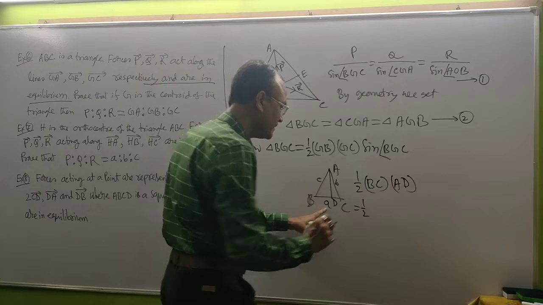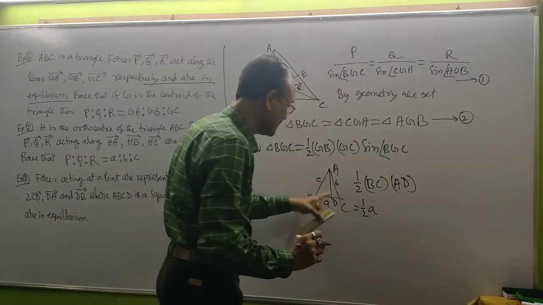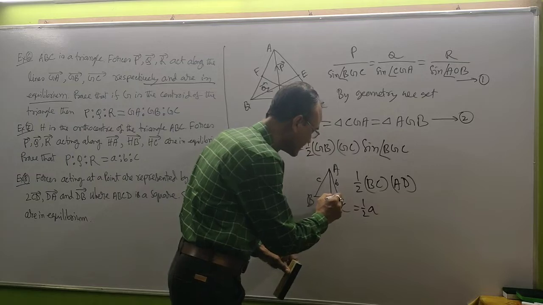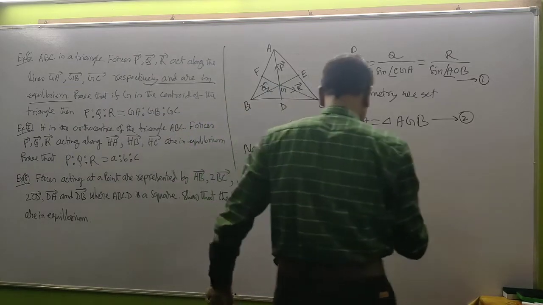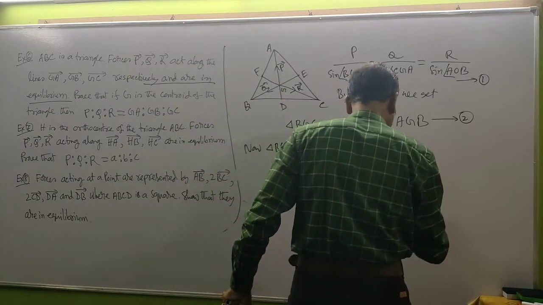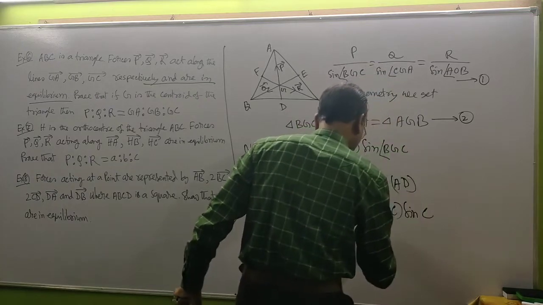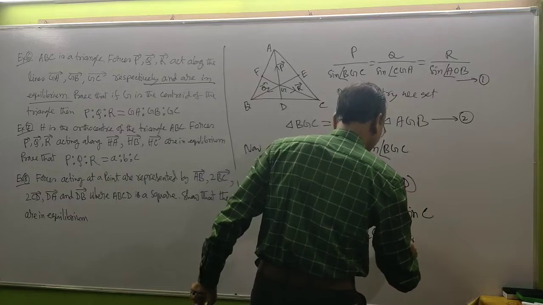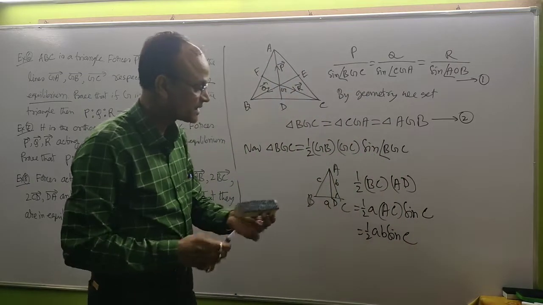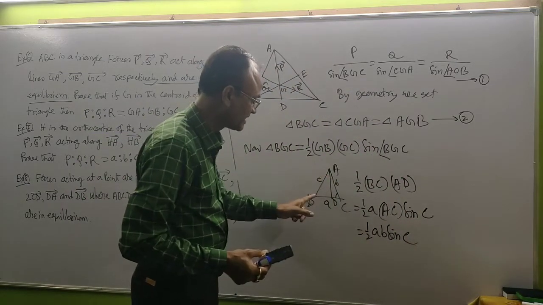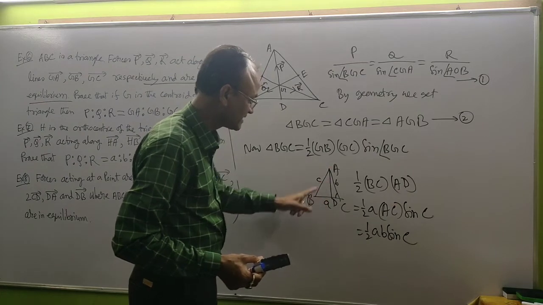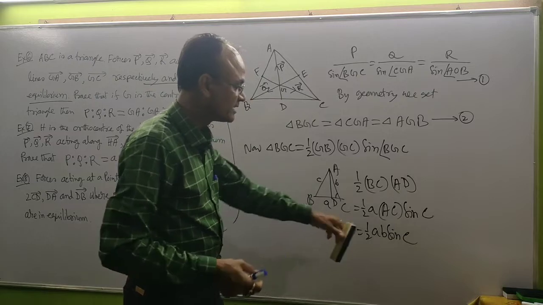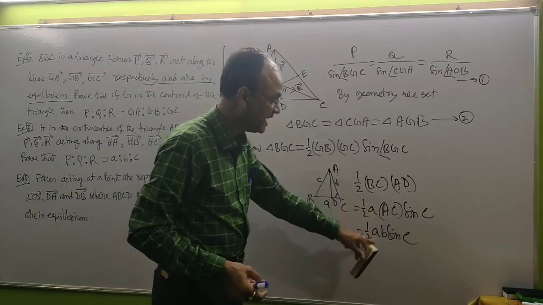This is equal to half, BC is denoted by a, into AD. What is AD? AD equals AC sin C. This is equal to half a into b sin C. Similarly, if you consider this triangle, AD can be written as AB sin B, so the area of the triangle ABC can also be written as half of a c sin B.